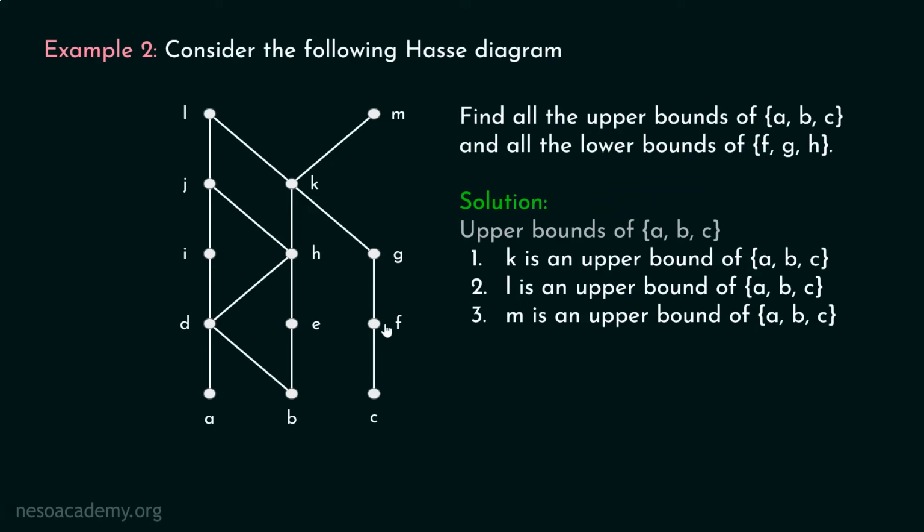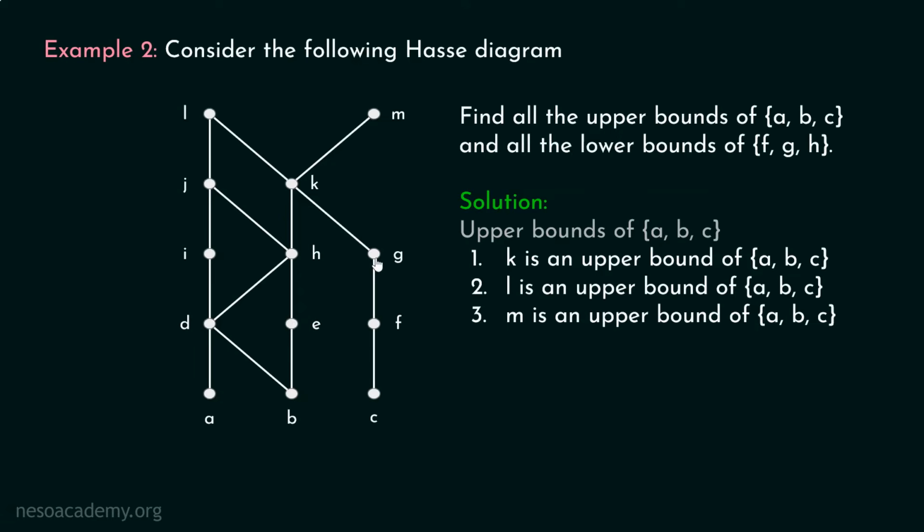You can see that F cannot be the lower bound of F, G, H because there is no path from F to H, right? Also, E cannot be the lower bound of F, G, H because there is no path from E to F and E to G, right? E is not related to F, E is not related to G.